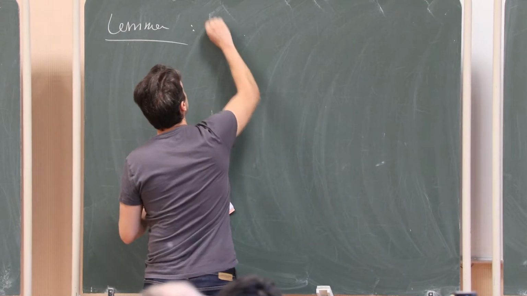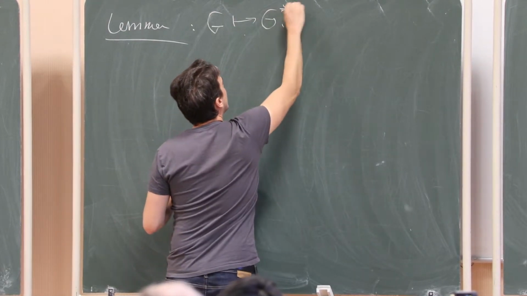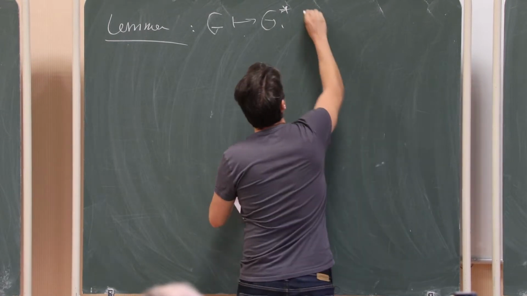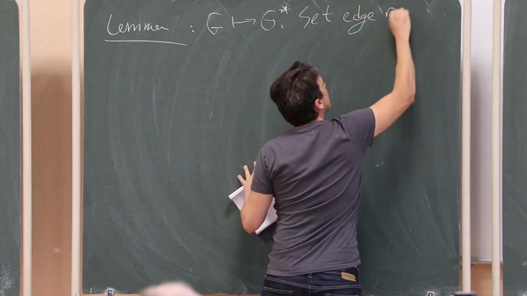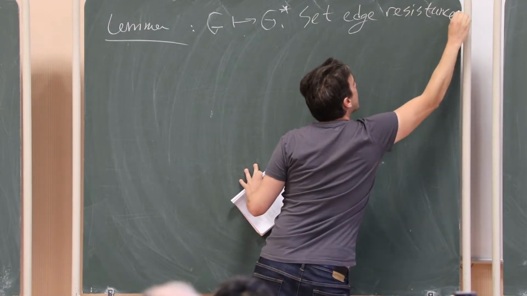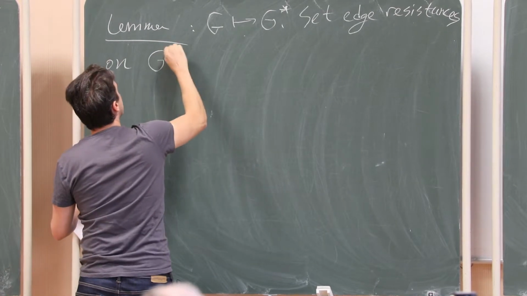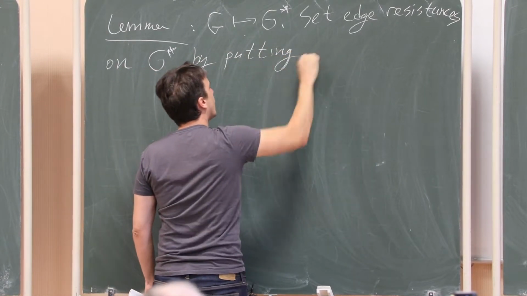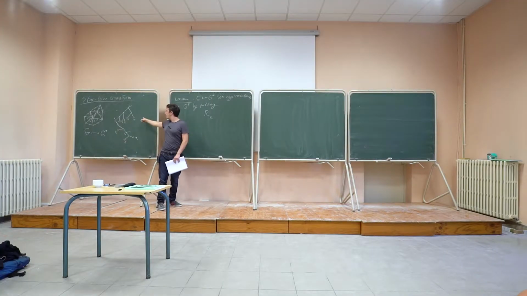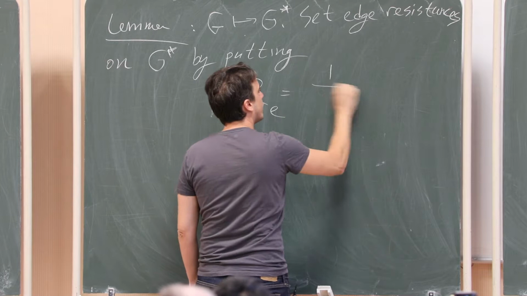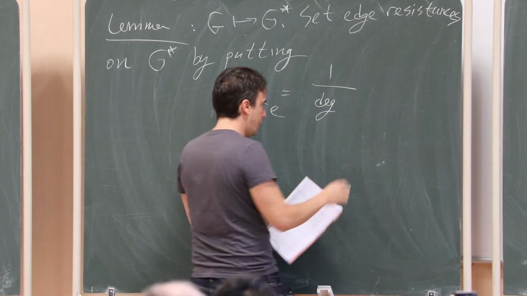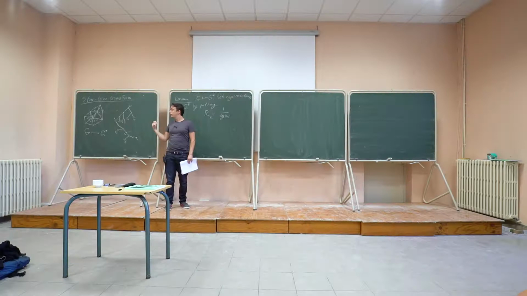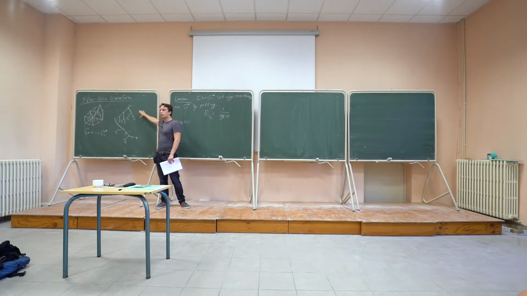So I have G transformed into G star, and G is an infinite or finite planar map. It doesn't matter. Set edge resistances on G star by putting R of E, the resistance on an edge in G star, equal to 1 over the degree of V, where degree of V is the degree of V in the original graph, and you set it for every edge that belongs to the tree of V.